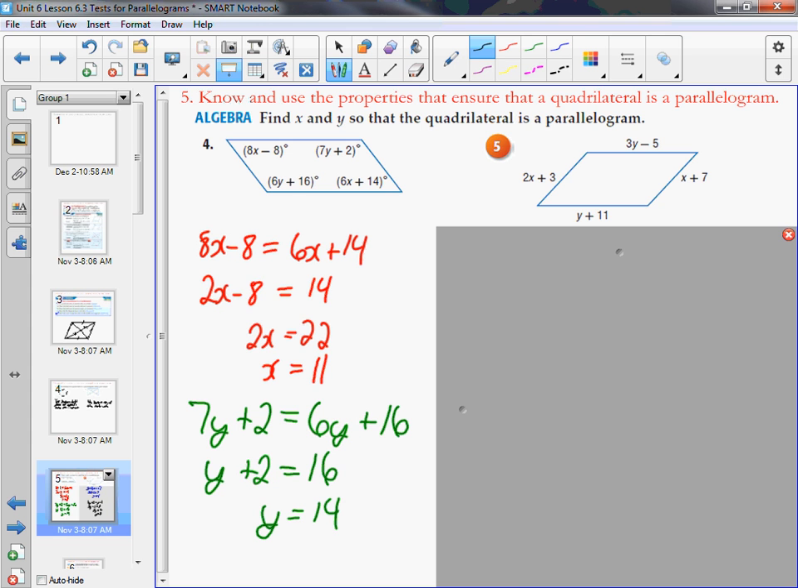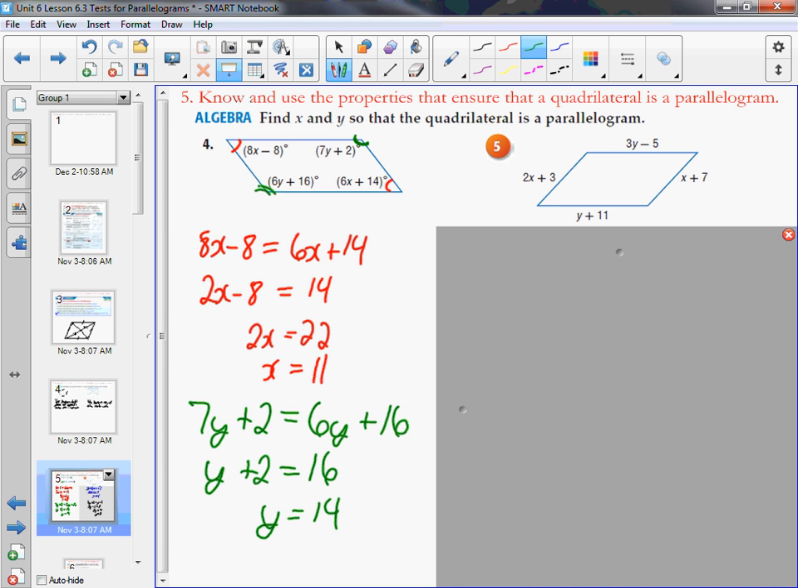So what we want to do here is set this pair of opposite angles congruent. So the measure 8x minus 8 equals the measure 6x plus 14. And then we also want to set up the other pair of opposite angles to be congruent. So the measure 7y plus 2 must equal the measure 6y plus 16. And then we solve each one.